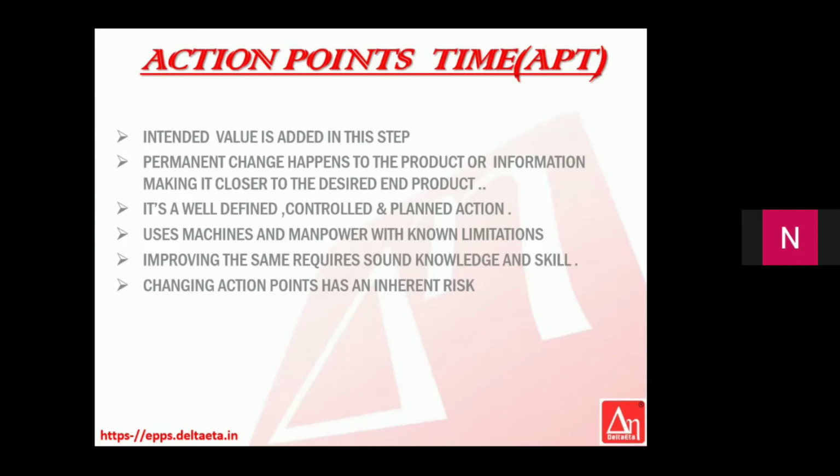No change happens to that piece of inquiry until it is acted upon and converted into a quotation, and that quotation is sent to the customer. So until this point, there is no action happening. So the only two actions, whereas there are so many no action points. So an action point is one where there is a permanent change happening to the product or the information. Again, an action point is well defined, controlled, and planned.